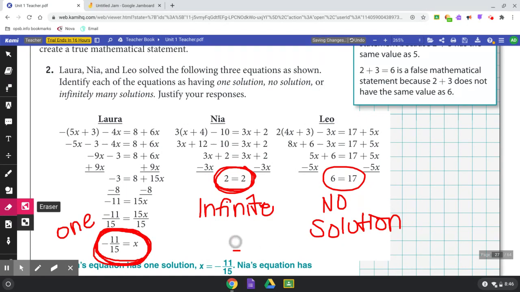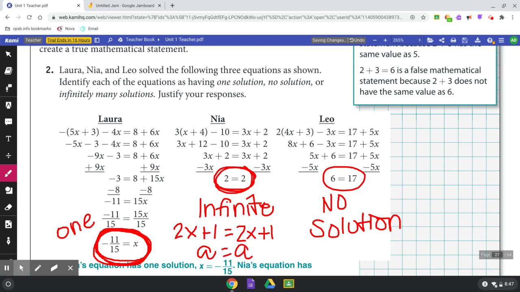You can also see something. Let me erase this. Infinitely many solutions can also look like this. 2x plus 1 equals 2x plus 1. You have the same on both sides. So anytime you have A equals A, anything the same on both sides, it's infinitely many. And then if you have something like Leo, where it's A equals B, 2 totally different things with no variables, it's no solution. It could be any constant set equal to any constant. Okay?